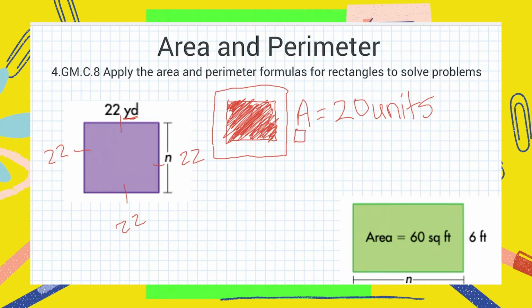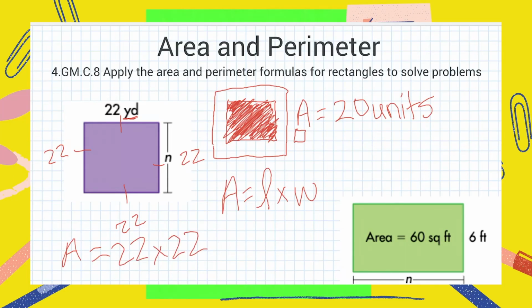I can do that by multiplying the length times the width. So I can multiply 22 by 22 because that is the length and the width. I'm going to give you a second to figure that out.